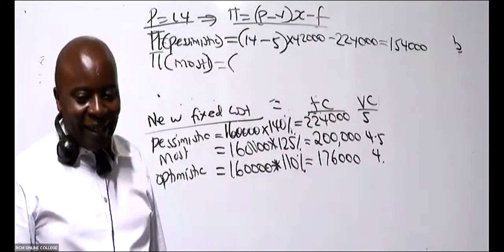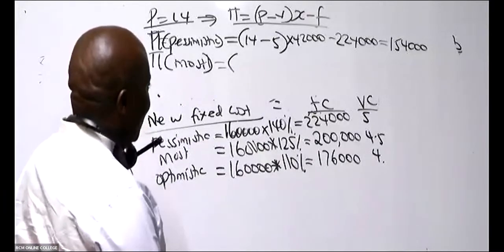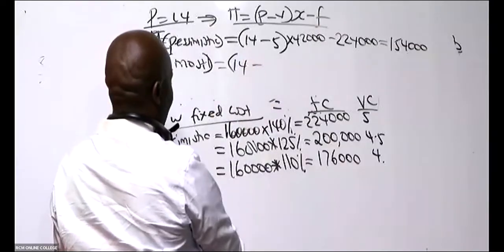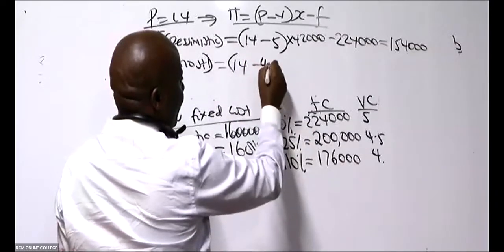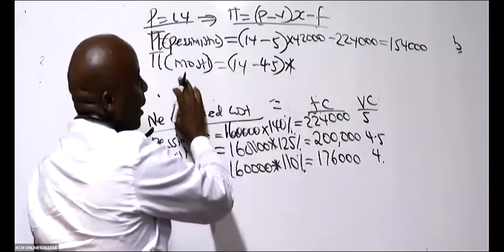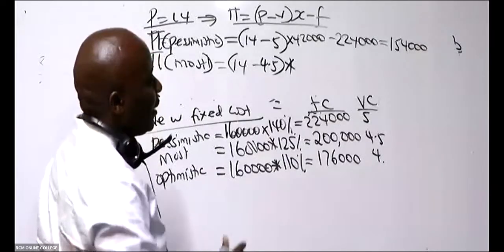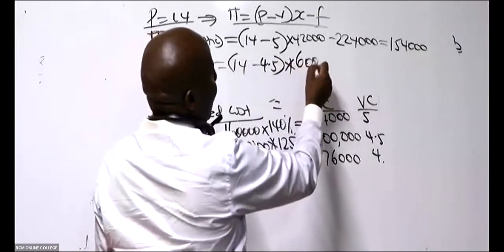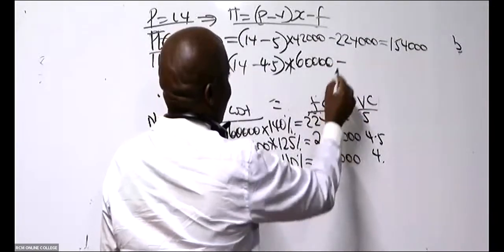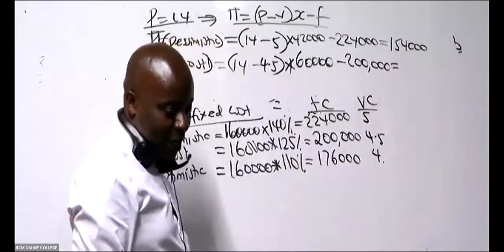370,000. Have you gotten 370? Let's do it together. So you see the price is 14, isn't it? Most likely, in this case, ladies and gentlemen, variable cost is 4.5. What is the most likely quantity at a price of 14? 60,000. 60,000 minus fixed costs, most likely 200,000. So this is what this sister has done.